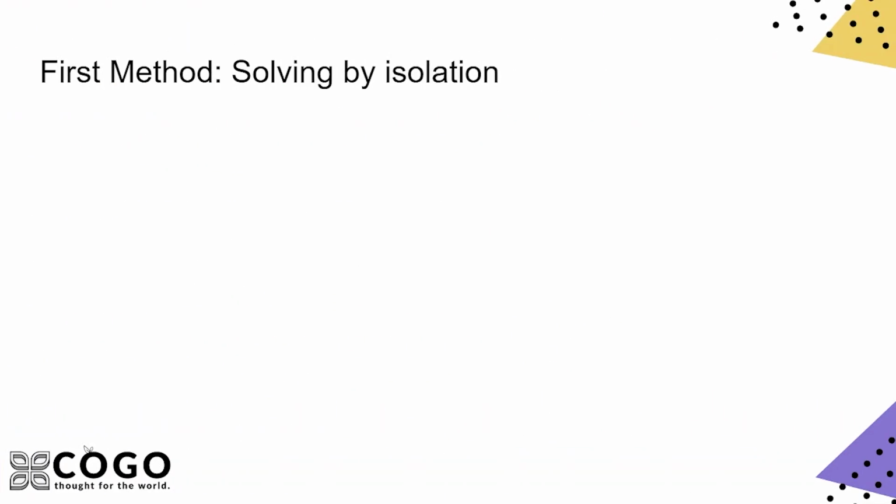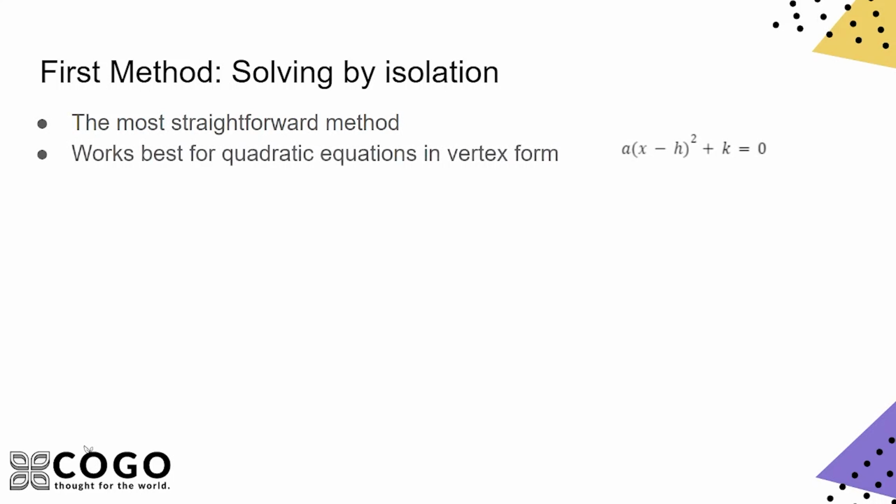With all that said and done, we can finally move on to the first method, solving by isolation. This is a method that most of you are probably the most familiar with, since all it involves is some basic algebra. It works best for equations that are in vertex form. To get a better understanding of this method, let's do a problem together.